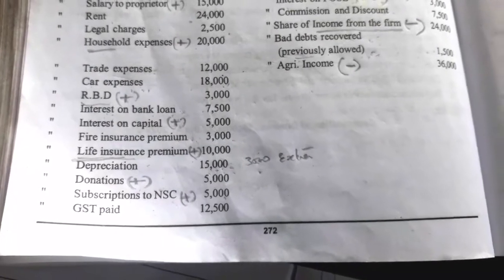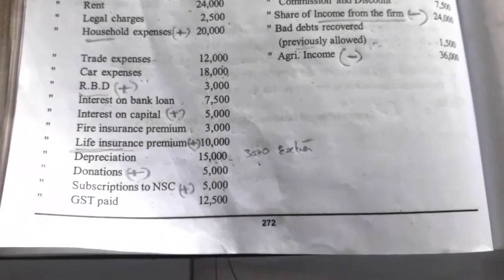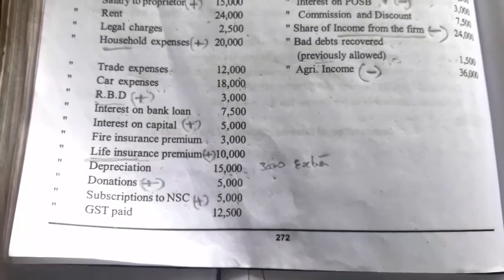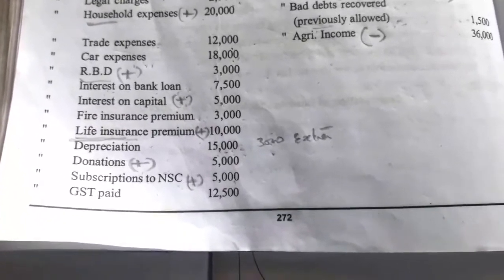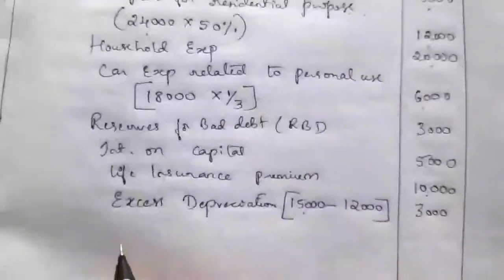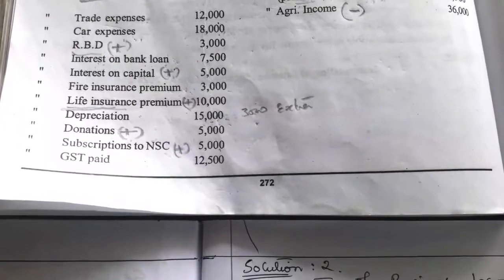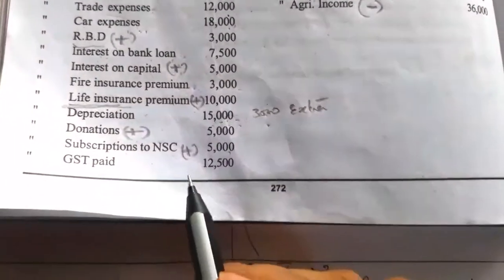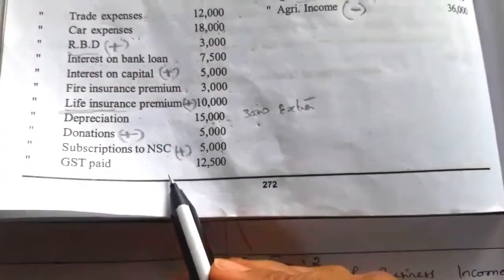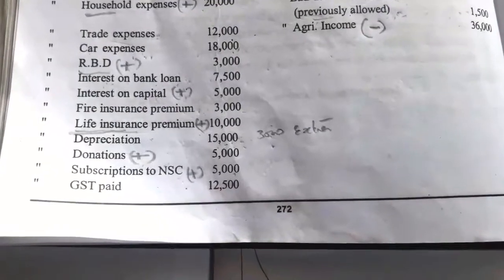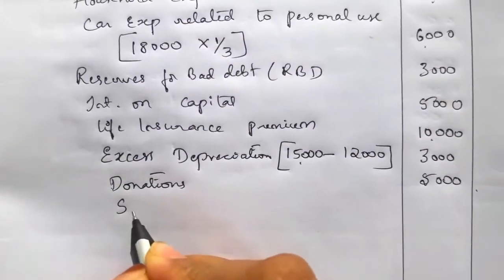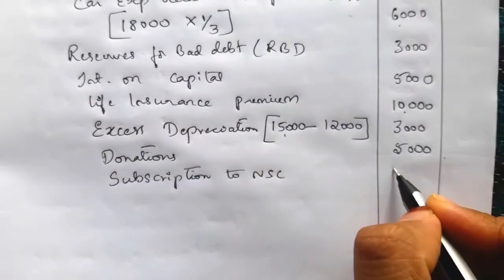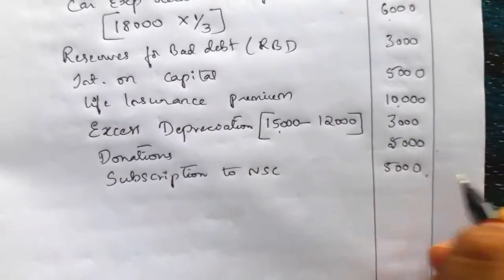Next, donations. Donations are relating to personal expenses. It is not relating to business expense, so it is disallowed, right? Donations 5,000. Then subscription to NSC, investment in the NSC, National Savings Certificate, it is not relating to business, so it is disallowed. So write under disallowed expenses, subscription to NSC is rupees 5,000.